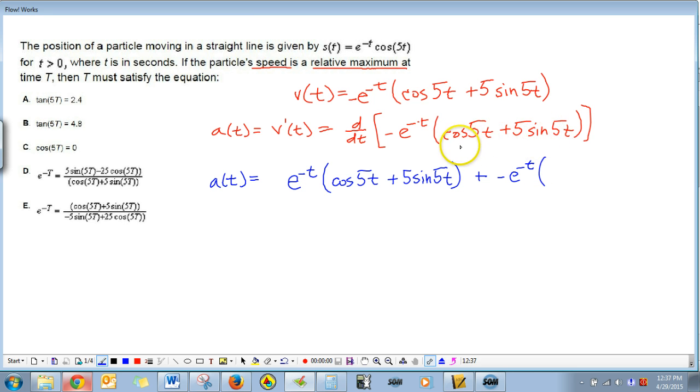Now this is just a sum, so I can just work through taking the derivative. The derivative of cosine of 5t: the derivative of cosine is negative sine, and then the chain rule makes us take the derivative of 5t, so this is going to be negative 5 times the sine of 5t. Then the derivative of sine is cosine, so we're going to have cosine of 5t, but the chain rule brings another 5 out, so 5 times 5 is 25.